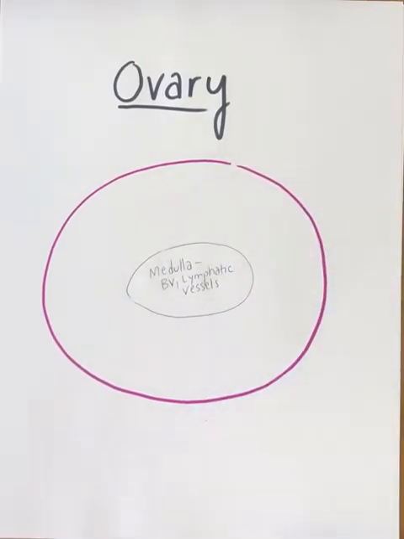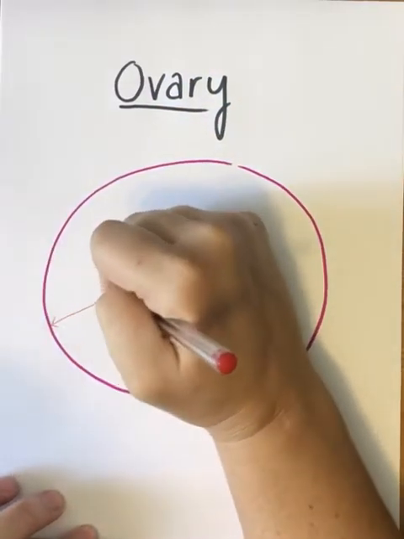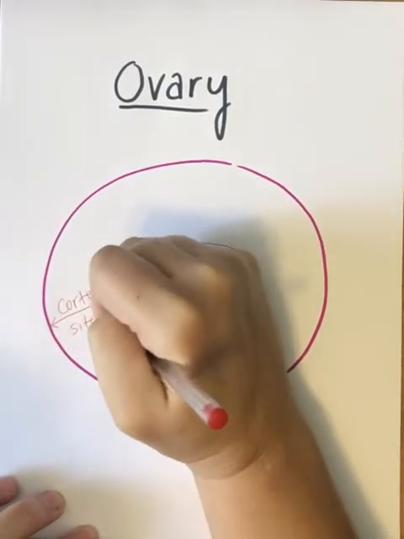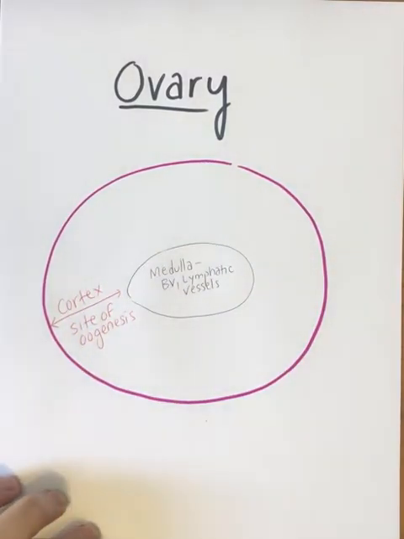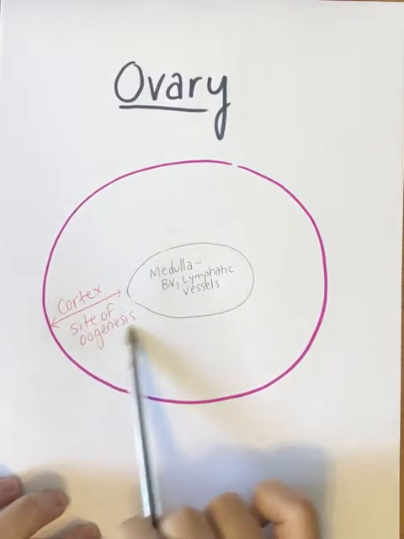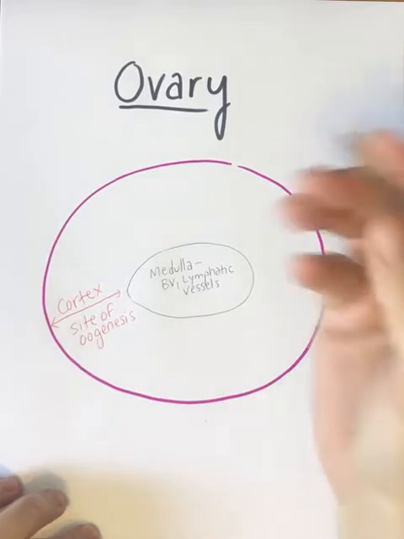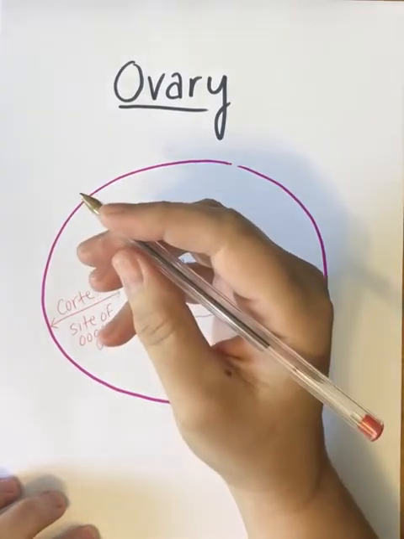So the cortex is always the outer layer. So our ovarian cortex is going to be the site of oogenesis. When we talked about the male testes, it would be called the seminiferous tubules. So in the cortex of the ovary, where we have oogenesis, we're going to have follicles. So the site of oogenesis occurs in the ovarian cortex inside of follicles.